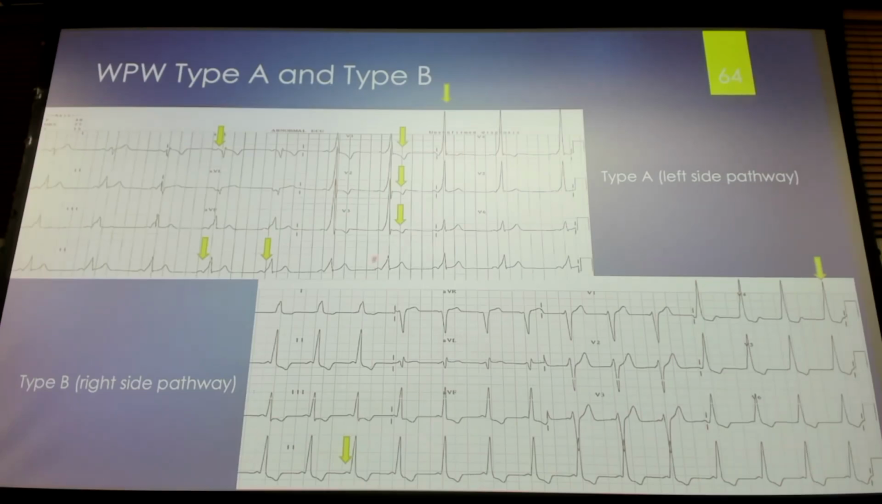Okay, the other thing we'll see in our type A, if we look at V1, V2, and V3, we've got these inverted T waves. We don't see that in our type B, our right sided pathway. In our right sided pathway, we've got our normal appearing S wave in V1, a little bit of an R wave, V2, a little bit of S wave, a little bit more R wave, V3. So it's normal appearing there. Here we've got these tall R waves with inverted T waves.